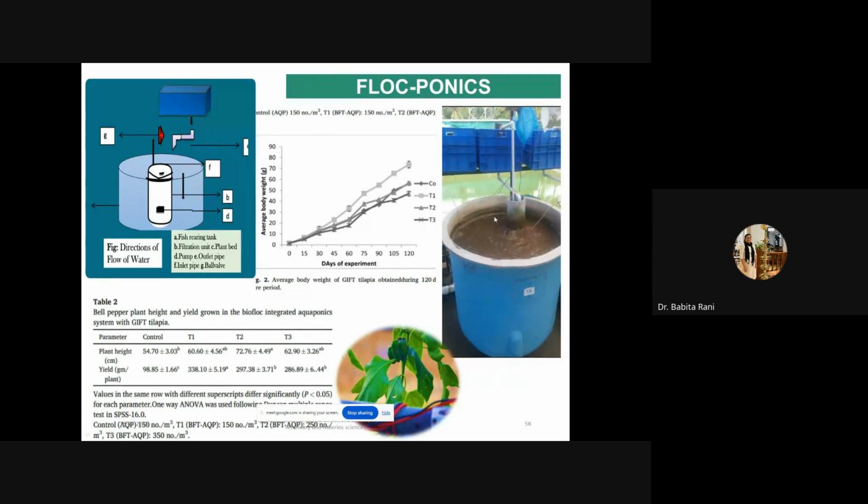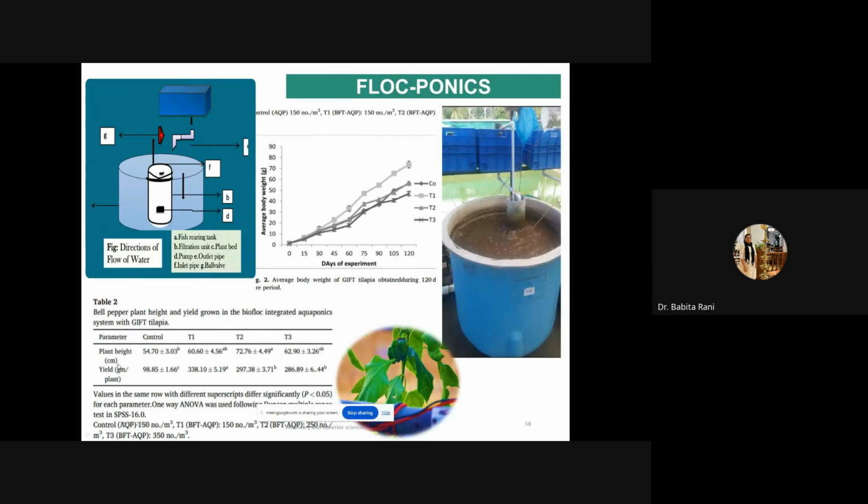Plants, which are of relevance to aquaponics. And here we have done, like we can say, biofloc system integrated with aquaponics. In this, fish is also in high density. Normally in aquaponics, we cannot go very high density. In biofloc, we can go for high density.